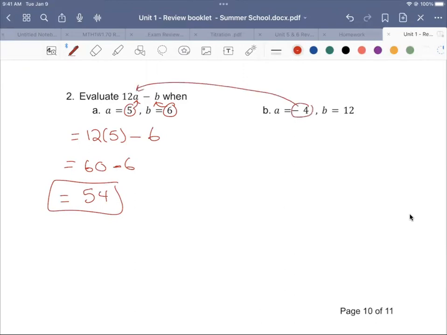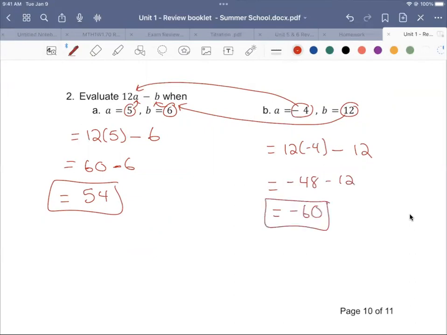If I look over on this side, I'm going to do the same thing, but when A is negative 4 and B is 12. So I will get 12 times negative 4 minus 12. This is going to give me 12 times negative 4 is, I want to say, negative 48 minus 12. Which means subtract another 12 from that gives me negative 60. So we can see how changing those two values did change what the same exact equation was equal to.